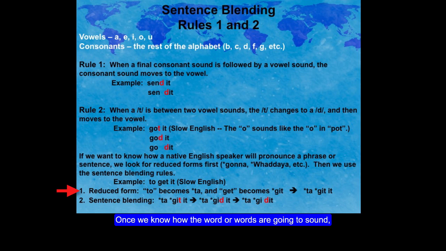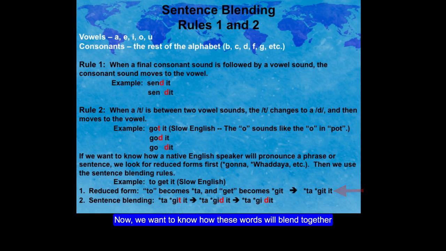Once we know how the word or words are going to sound, we need to know how the phrase will sound, how the words will blend together with other words. Okay, so let's take our example, to get it. This is slow English or written English. First thing we do is look for the reduced forms if we want to know how a native speaker will really say this. We learned in the beginning 8 Secrets to English Success that to becomes ta and get becomes get. So far we have to get it.